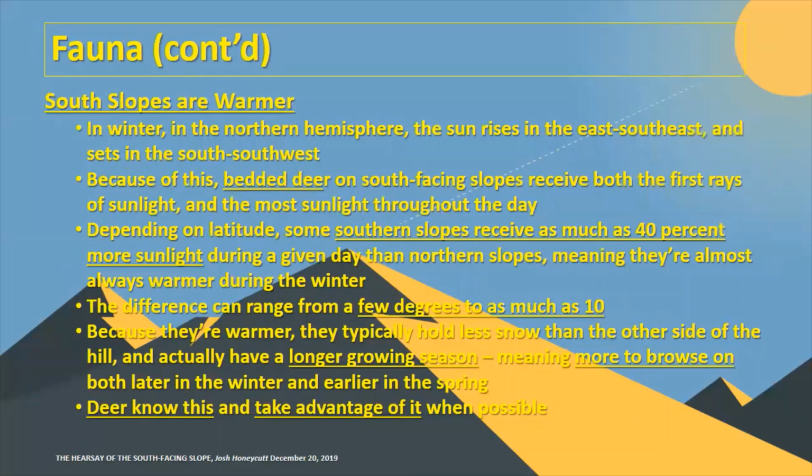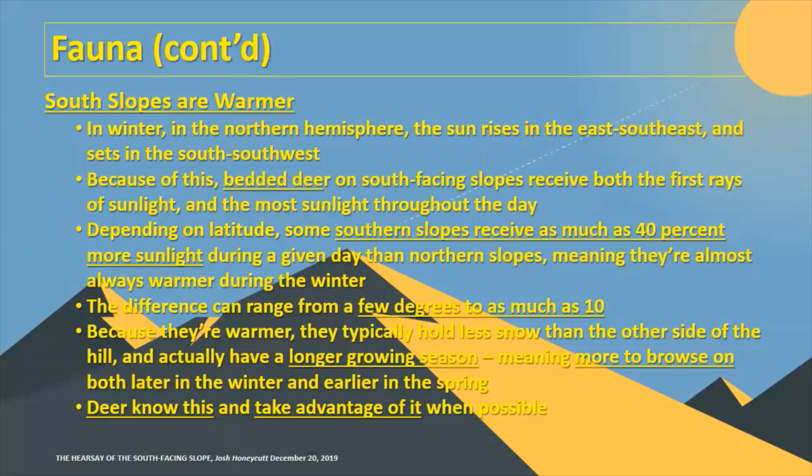So these south slopes are warmer. In the winter, the sun rises in the east-southeast and sets in the south-southwest, and because of that the south-facing slopes receive both the first rays of sunlight and then the most sunlight throughout the day. So depending on the latitude, the southern slopes receive as much as 40% more energy from the sun in a given day than the northern slopes. So that difference can range from a few degrees to as much as 10 degrees. So that's substantial for survival for them.